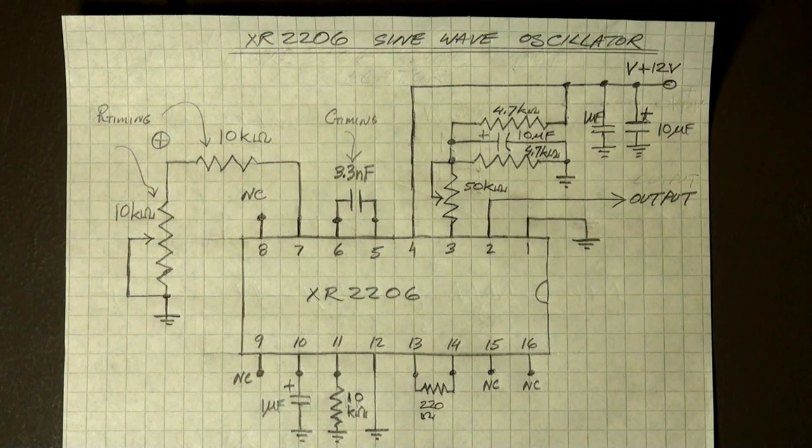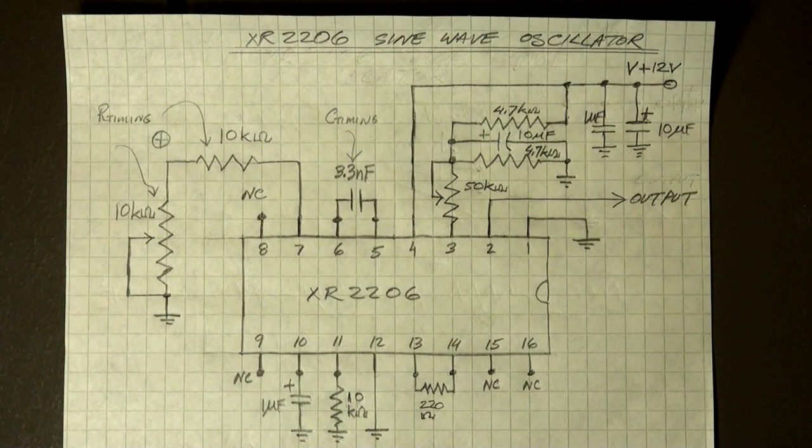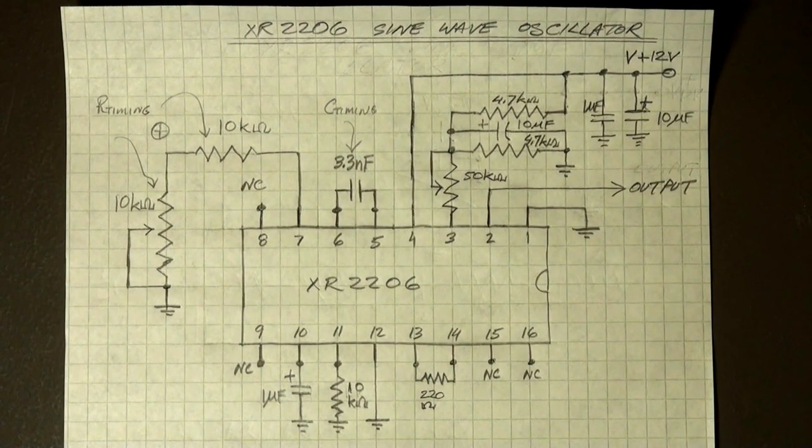But otherwise, it is very difficult to find an analog sine wave generator circuit. Even the MAX038 is also listed as obsolete. It can't be bought at DigiKey. Okay, so I have an alternative that I came up with.